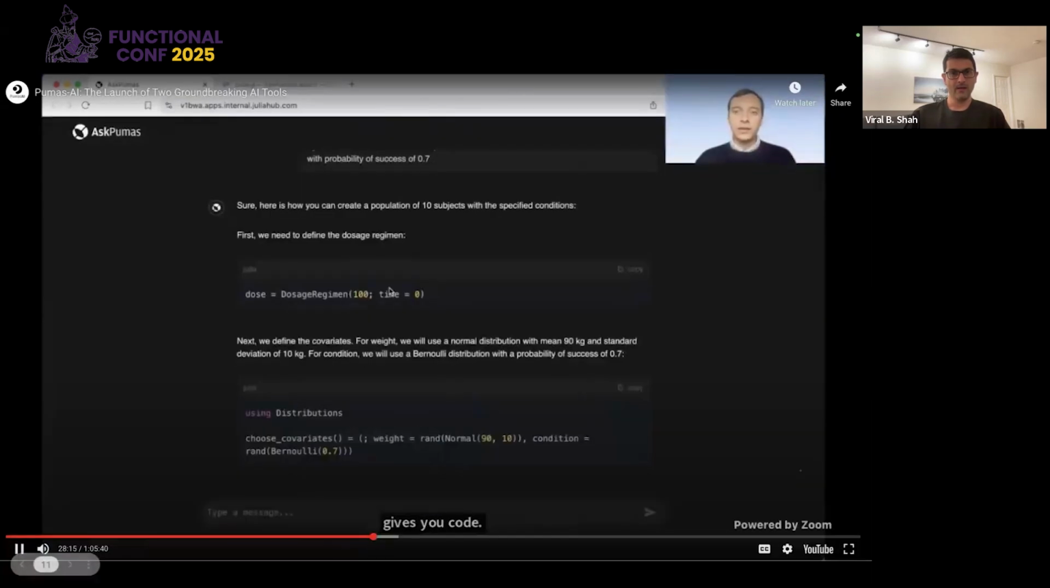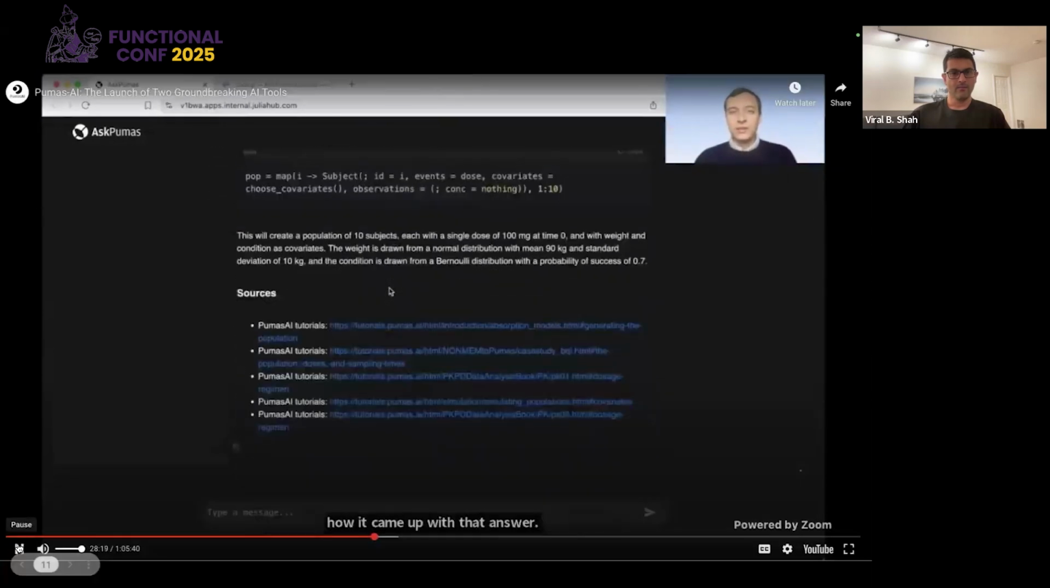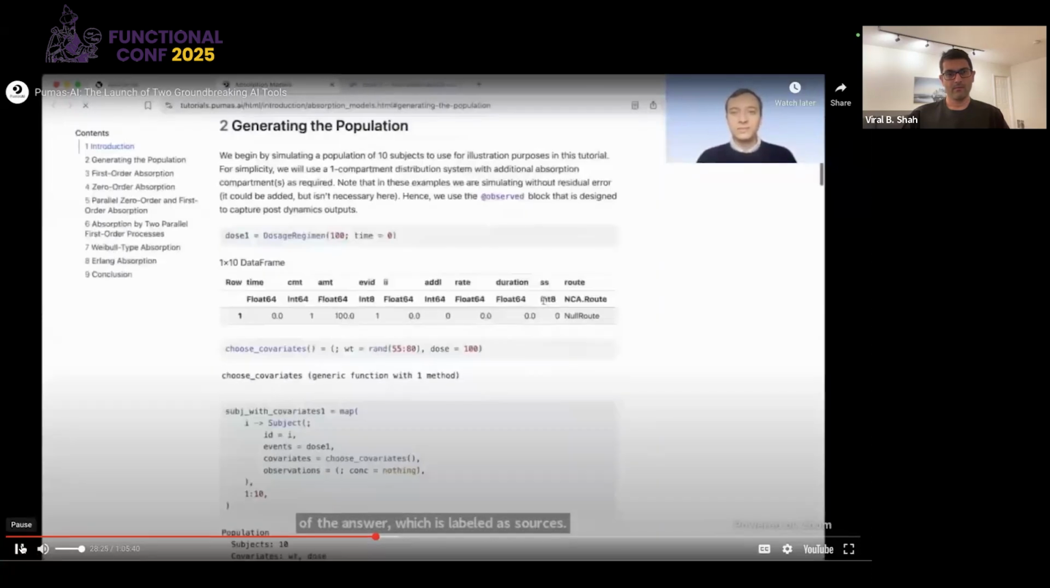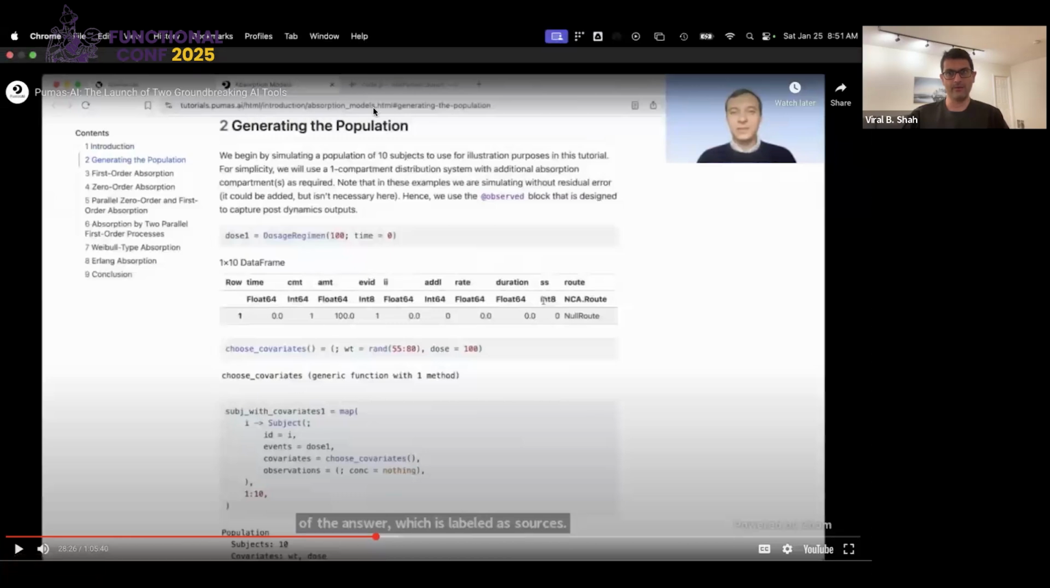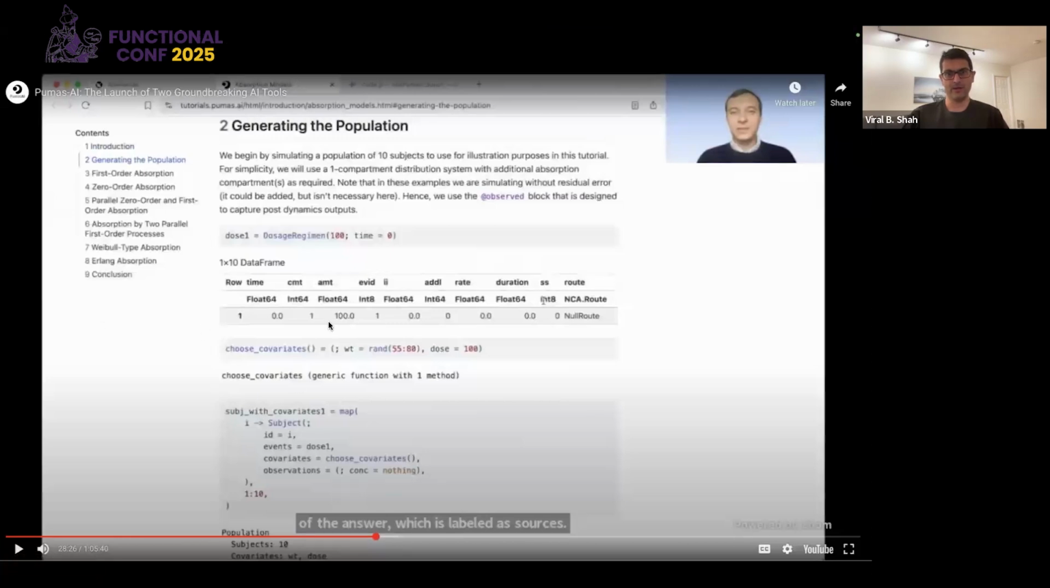And how it came up with that answer. But even more interesting than that is the last section of the answer, which is labeled as sources. Let's just click on the first link to show you what we mean. So you get the general idea here that this took some clinical trial data, generated the code, ran the simulation, came up with an explanation.